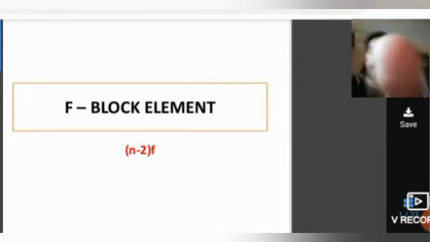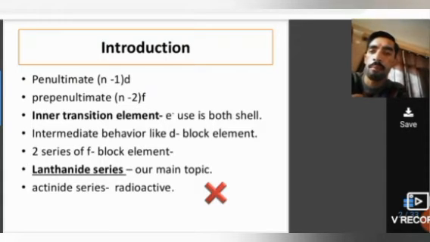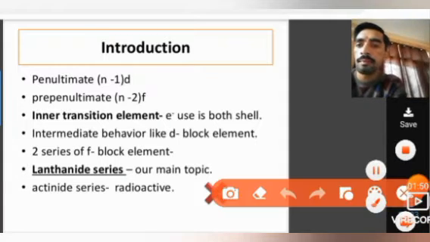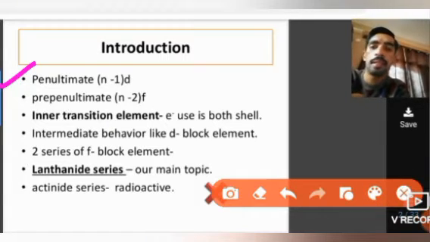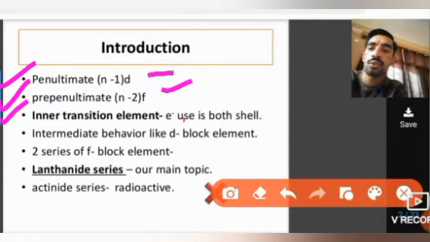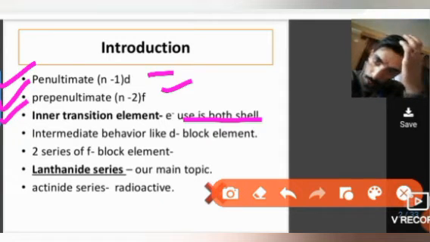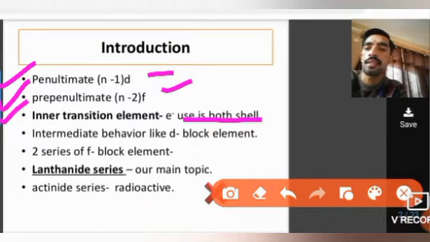So in the introduction of F block elements, let's see. As you know, D block elements are known as penultimate configuration or penultimate elements, where (n-1). Similarly, F block elements are known as pre-penultimate, that is (n-2)f. It is also famously known as inner transition elements because electrons enter both shells, D shell also, F shell also. Because of that they are inner transition elements.